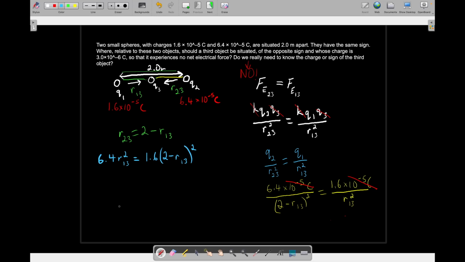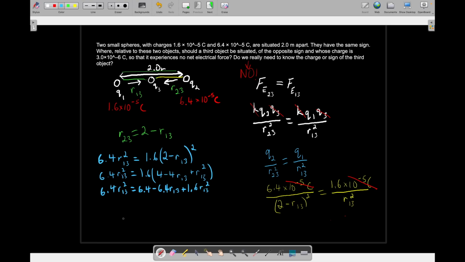Now if we simplify this further, 6.4 R13 squared is equal to 1.6, and we'll expand the brackets using FOIL, so that's 4 minus 4 R13 plus R13 squared. Simplifying further, 6.4 R13 squared is equal to 1.6 times 4, which is 6.4, minus 6.4 R13 plus 1.6 R13 squared. And then we can solve this using the quadratic formula.